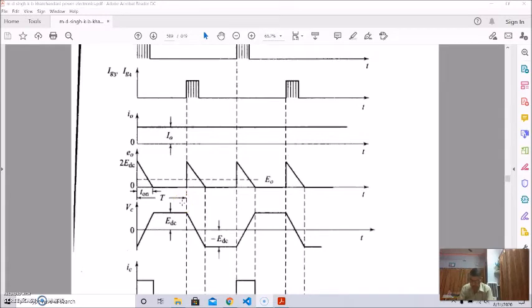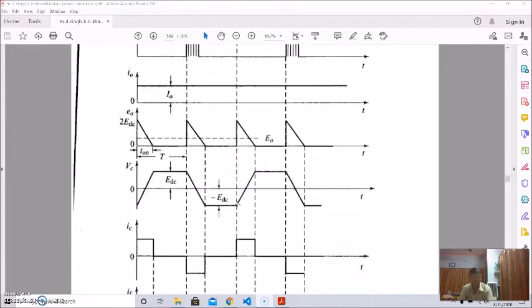So actually now at t equal to T, the freewheeling diode DF conducts the load current, and for the period T1 to T, VC equal to EDC, IC equal to 0, IF equal to I0, and the load voltage E0 equal to 0.